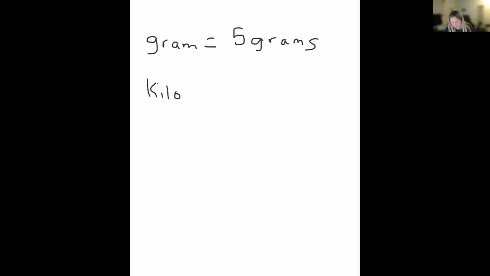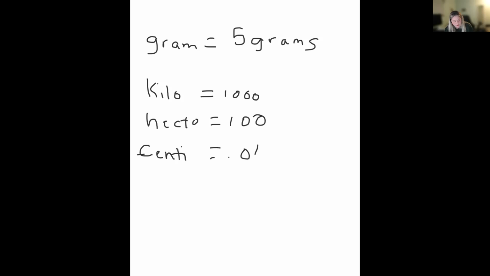We're going to write this. So I talked about how kilo means 1,000. Hecto means 100. And let's do centi, because you've probably heard that before. It means 0.01. So when we have a term like grams that doesn't have any prefix in front of it, like kilogram or hectogram, we can easily convert it to a different form by just multiplying or dividing by a number. And all of those numbers are going to have ones and zeros in them.